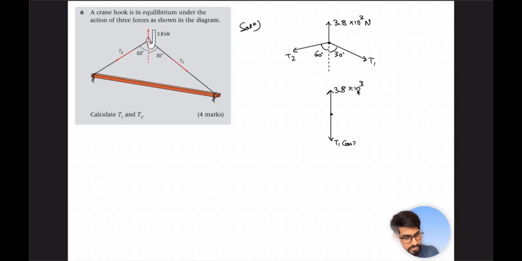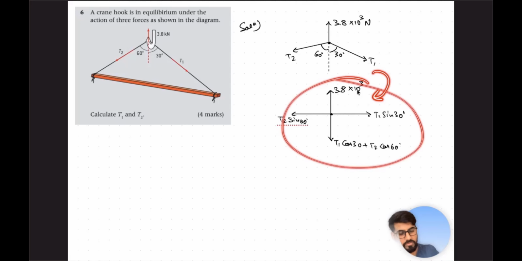T1 cos 30, and here it will be T1 sin 30. Similarly, for T2, it will be T2 sin 60, and downward T2 cos 60. So this is my force resolved into horizontal and vertical.